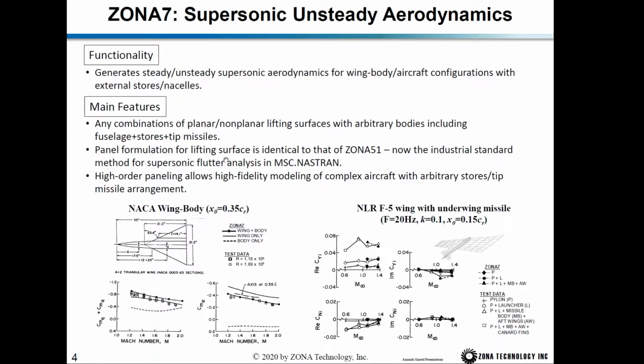surface, the panel formulation of Zona 7 is identical to that of Zona 51. Zona 51 is in MSC Nastran, and is now the industrial standard method for supersonic flutter analysis. And we have validated Zona 7 with internally measured flutter boundaries and also stability derivatives.